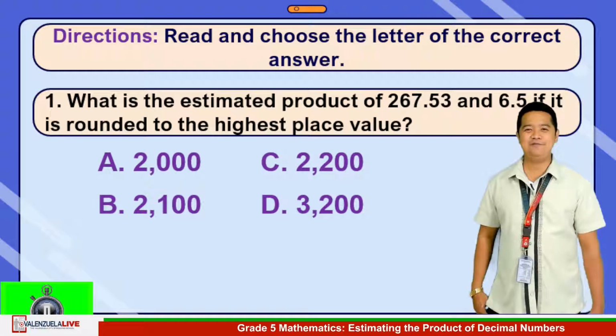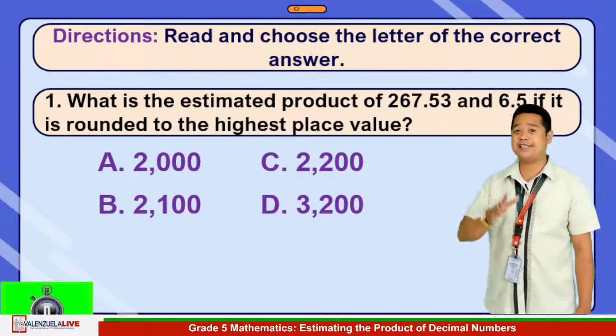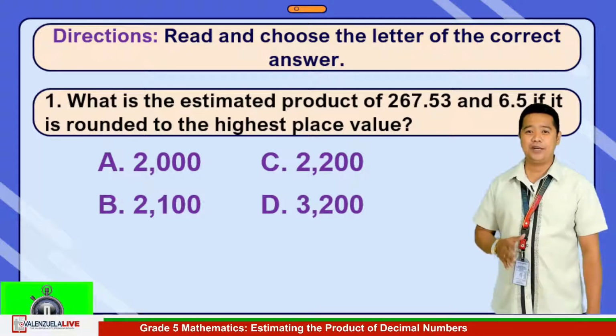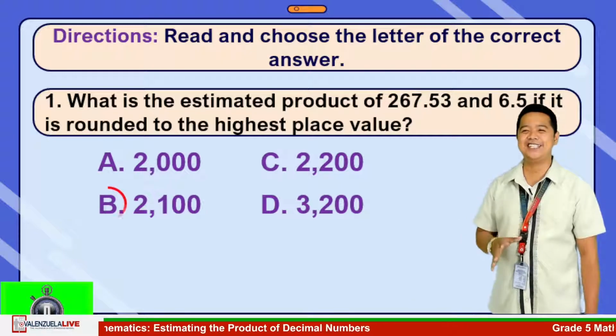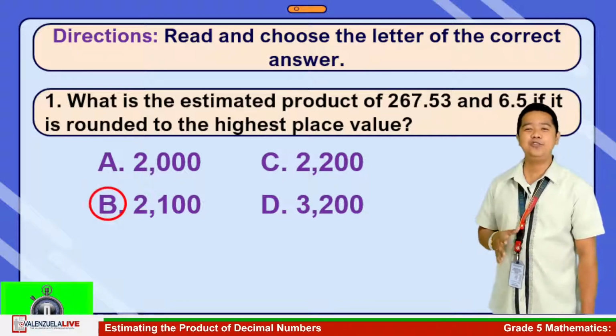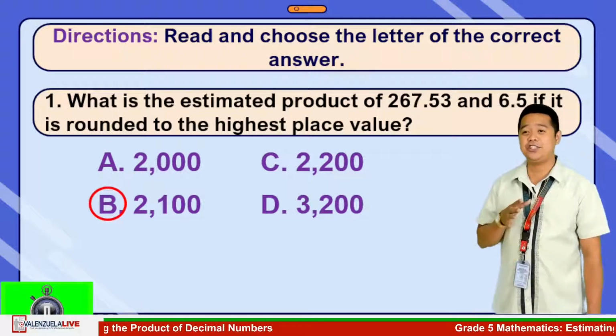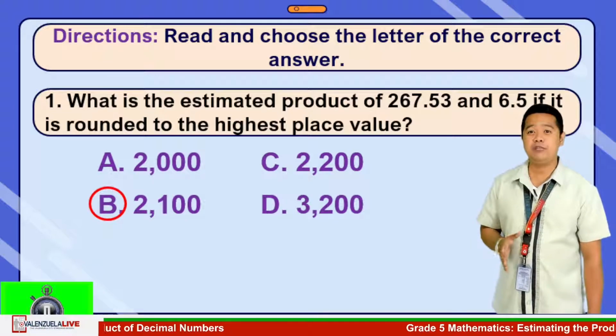Time's up, grade 5. Let us check if your answer is correct. What is your answer? What letter? Very good. The answer is letter B, 2,100. And let us check, why do we get 2,100?